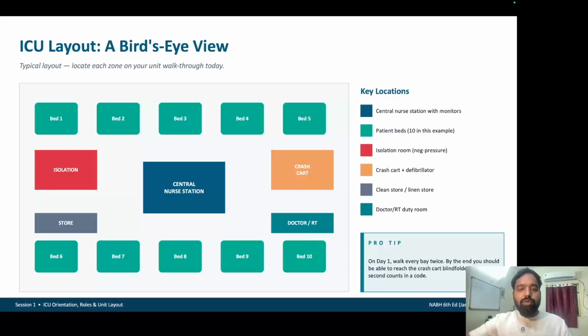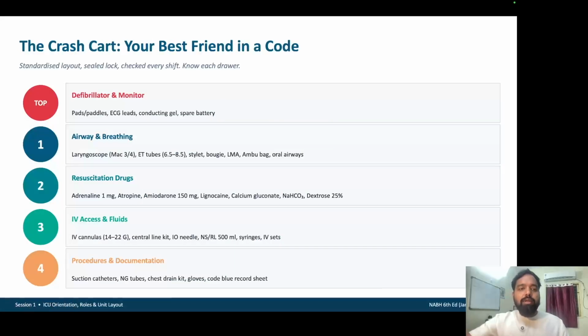So one has to go through the ICU layout thoroughly as per their working area and the hospital availability. On day one, walk every bay twice. By the end, you should be able to reach the crash cart blindfolded. Every second counts in a code, as an added point.